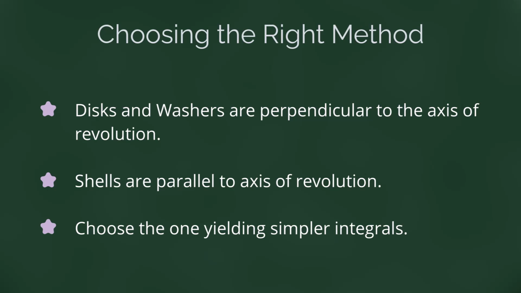Now that we have several methods to compute the volume of solids of revolution, it's helpful to know which one to pick. It's important to remember that if you're using the disk or washer method, you're going to choose your representative disk or washer perpendicular to your axis of revolution. Shells, on the other hand, are going to be parallel to the axis of revolution. And your goal is to choose whichever one yields the simpler integral.